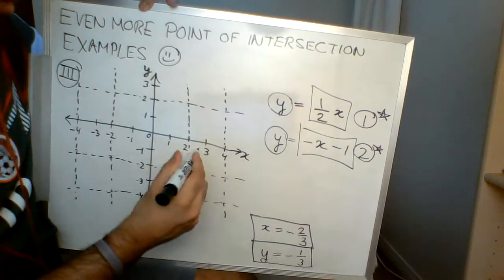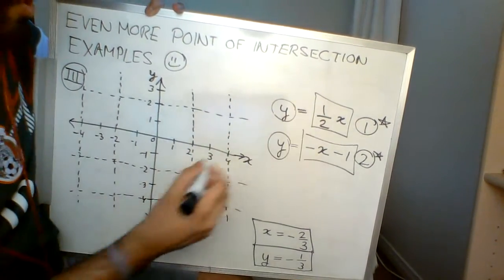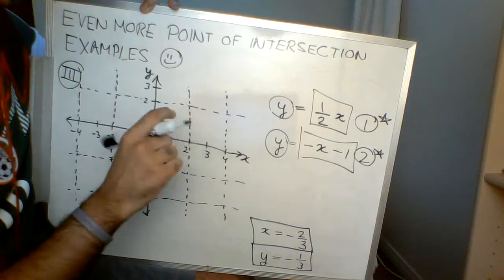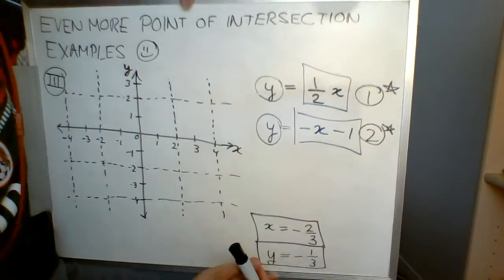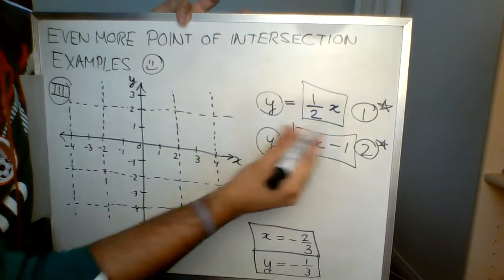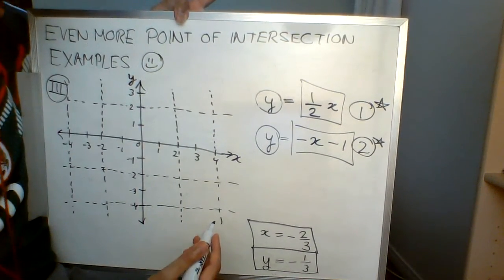Let's start with the first one. So we've got y equals 1/2 x. Notice that I'm using the new equations because it's easier to graph the ones in a familiar format. This is the type of equation that we've worked with before, so we're going to use that.